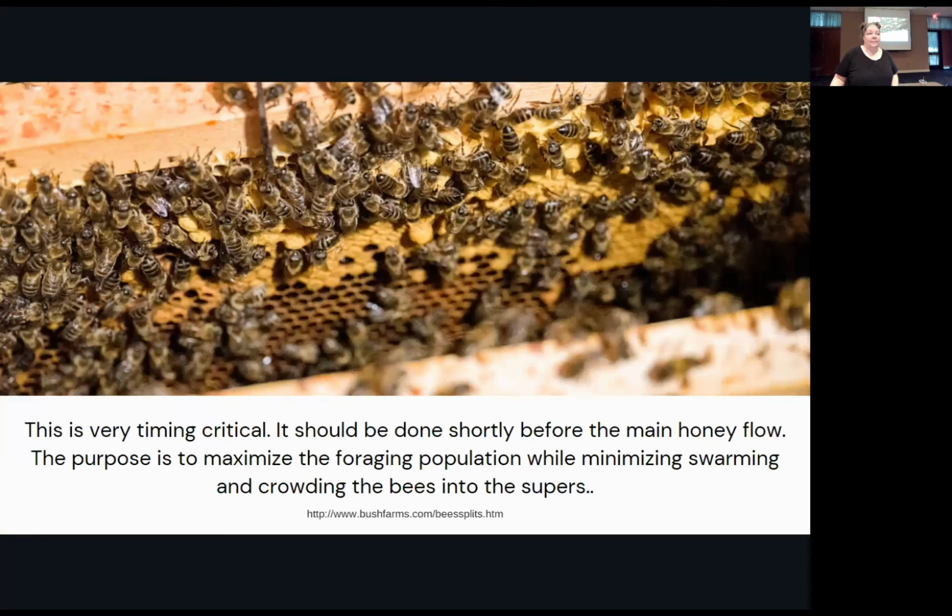Timing is critical when you do a cut down split. You want to try to do it about a week before the nectar flow, because you want to maximize the potential of that workforce. So when you're doing all of your early spring inspections, you want to be watching all of those nectar flow indicators.